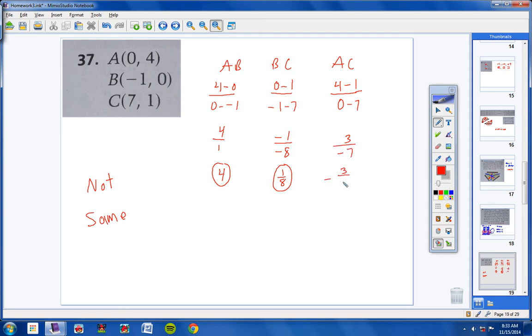And so students, we know for sure then that these 3 points here, A, B, and C, are not collinear. Thus, they have to form a triangle. So yes, these 3 points do form a triangle because none of these slopes are the same. Thus, all 3 of these points are not collinear. Okay? All right, moving on.